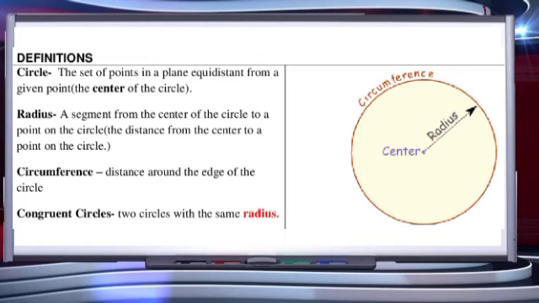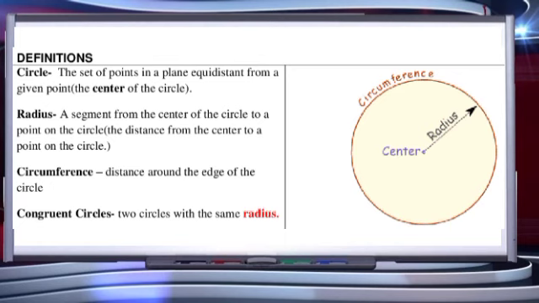The set of the points in a plane which are equidistant from a given point, that is the center of the circle, or you can say the locus of a point. Locus means the path of a point which is at an equal distance from a fixed point. Next is the radius, a segment from the center of the circle to a point on the circle. So that is the radius. You all know what the radius is.